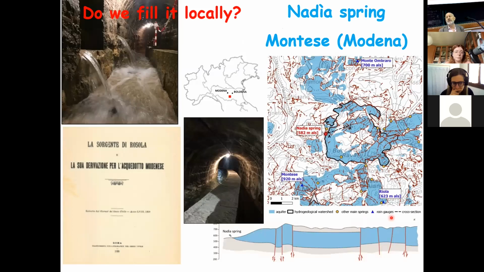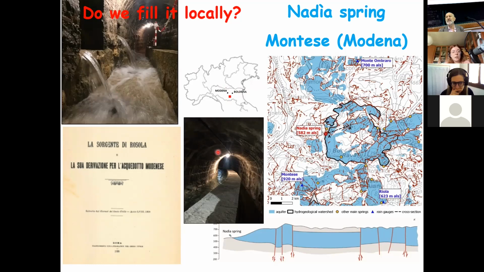I would like to make you reflect upon this case of a spring that is located not far from Bologna. In this position with the red small square is the Nadia Spring. Nadia Spring is a spring in the Apennines, in the municipality of Montese. It is in the province of Modena, not very far from both Bologna and Modena, more or less. It is located in the middle between the Panaro watershed to the left and the Reno watershed to the right.